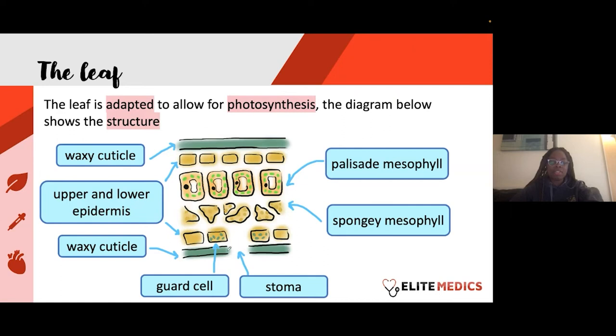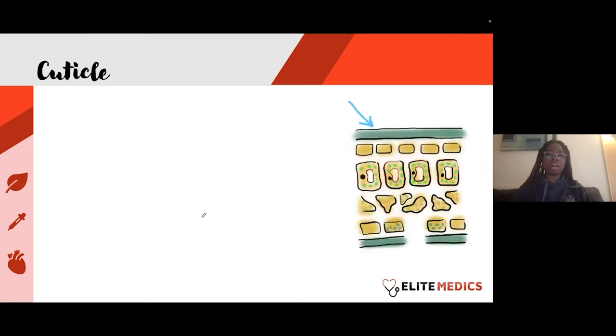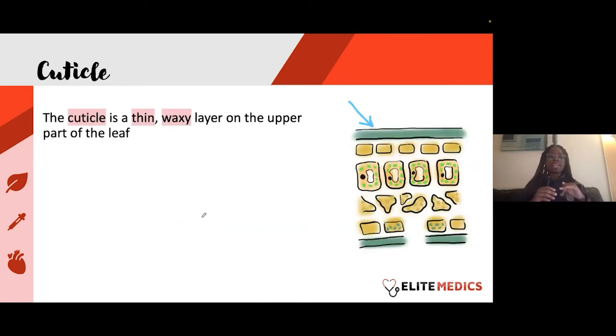The guard cells, if you think of a guard, guards protect something and get in the way when you want to do something. If you're trying to protect a priceless tiara, you're not going to leave it unattended. You're going to have guards. So if you want to get to the tiara, you have to get through the guard. So the guard cells restrict when things come in and out of the cell. And then we'll talk more about the spongy and the palisade mesophylls, as well as the upper and lower epidermis. So the cuticle, that's a thin waxy layer on the upper part of the leaf.